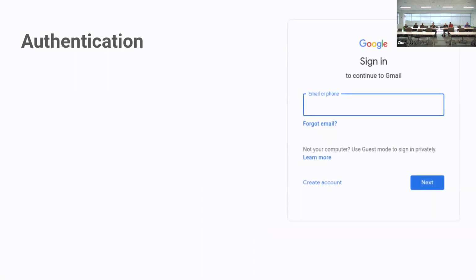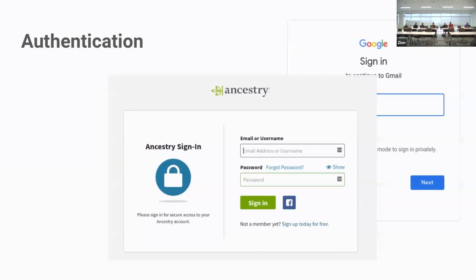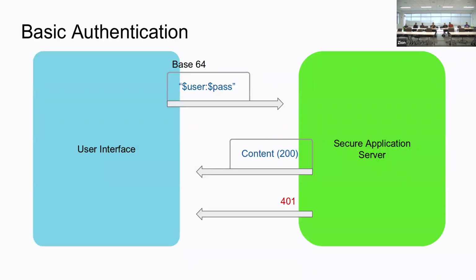So authentication, some examples. Well, Google sign-in, Ancestry, since we're here at Ancestry. And even on your Android phone, there's fingerprint sensors, and those actually act as an authentication and authorization mechanism, but we'll focus on the authentication portion.